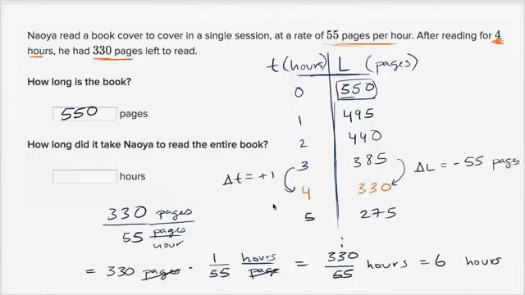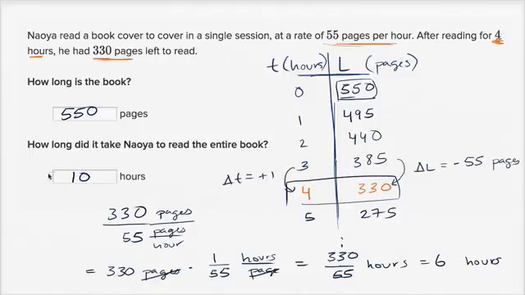Now we have to be very careful. You might want to write 6 hours here, but this is 6 hours after this point. So in total, it's going to take him 10 hours. At 4 hours, you had 330 pages left to read, and then there's 6 more hours to finish those 330 pages. So it's going to take a total of 10 hours.